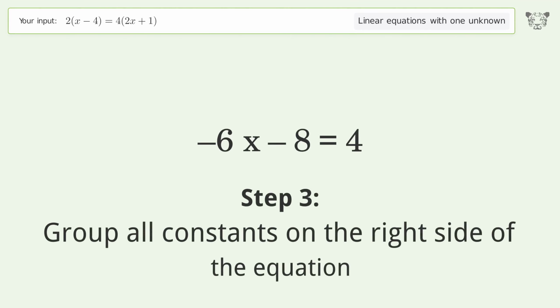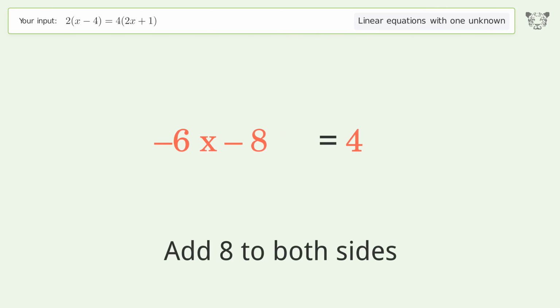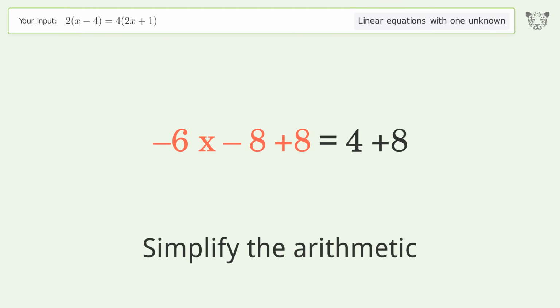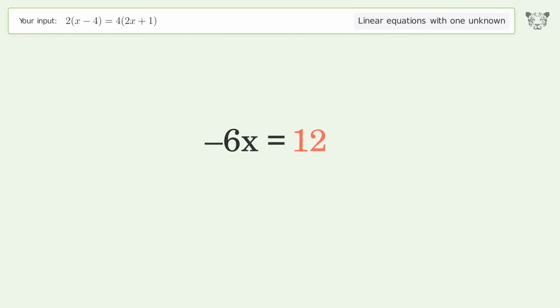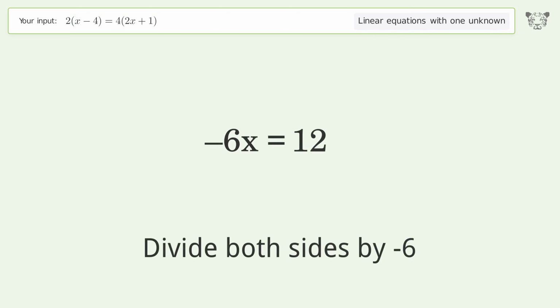Group all constants on the right side of the equation. Add 8 to both sides. Simplify the arithmetic. Isolate the x. Divide both sides by -6.